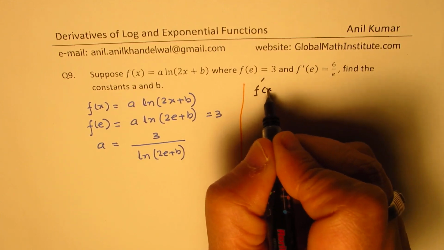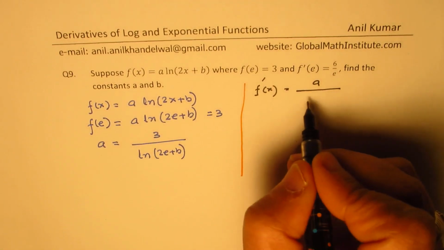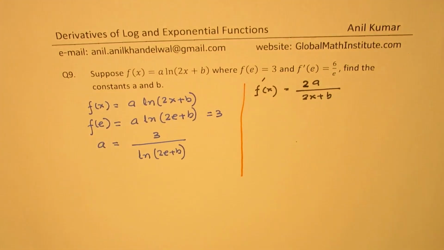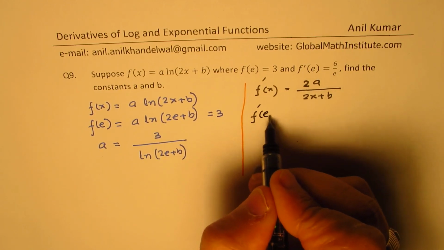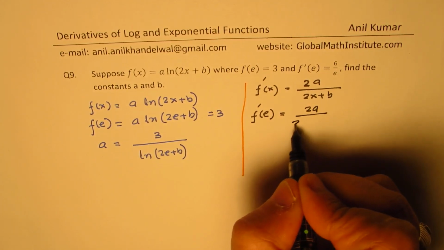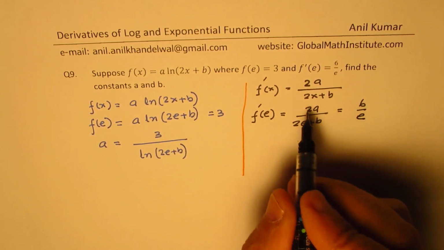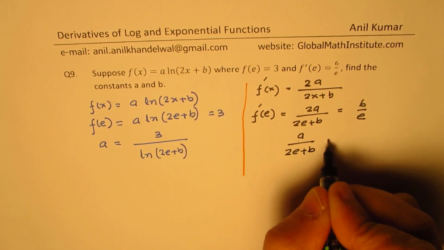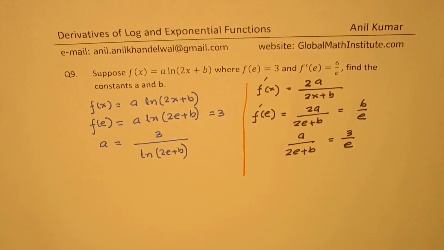The derivative of f(x) is equal to a over (2x + b). The derivative of the inside is 2, so 2a, right? So that's what we get. We're given that this derivative at e is 6 over e. First let's substitute e here, so we get 2a over (2e + b), and this is equal to 6 over e. Dividing by 2, we get a over (2e + b) is equal to 3 over e.